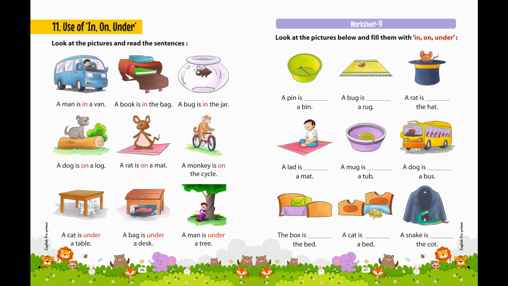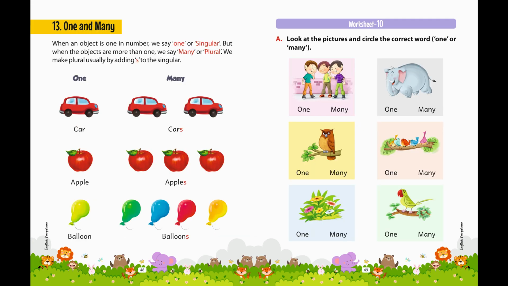Wonderful. You've learned how to describe where things are using in, on, and under. Today, we will learn about one and many. When an object is one in number, we say one or singular. When there is more than one, we say many or plural. We usually make many by adding an S to the word. Let's look at the examples.